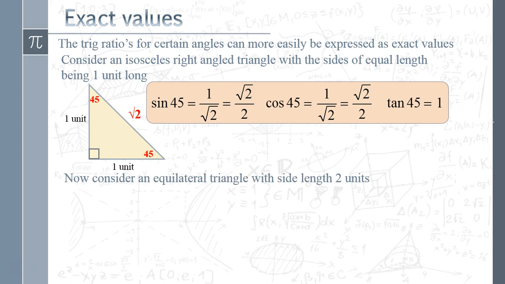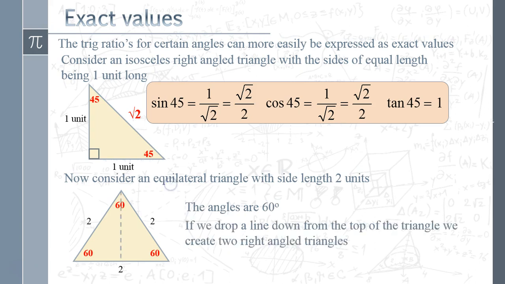The other standard angles you need to know come from this triangle. What we're going to do with this one is take an equilateral triangle with side length 2. As we know, those angles are 60 degrees. I'm going to drop a line down the middle. There we go. Now I've got a 30-degree angle, and in this right angled triangle the base side is just 1 unit. We're going to work out sine, cos and tan of 60 and 30. To do that, I need the height, and a little bit of Pythagoras tells us the height is the square root of 3.